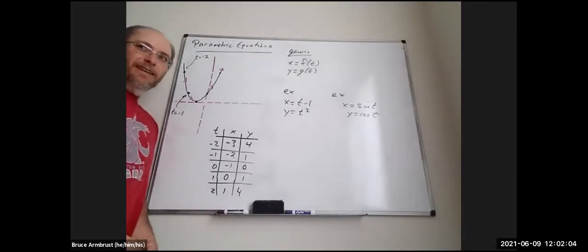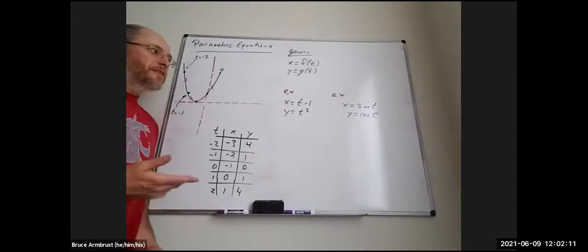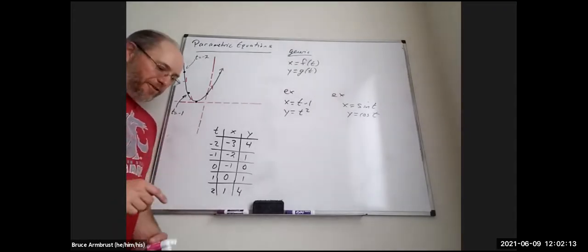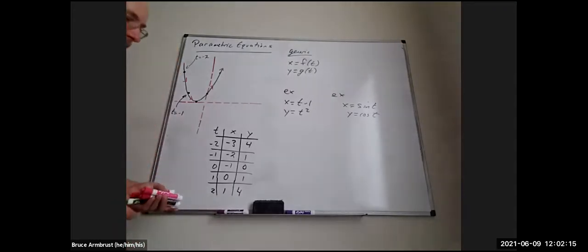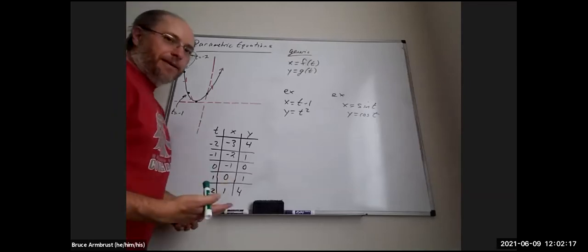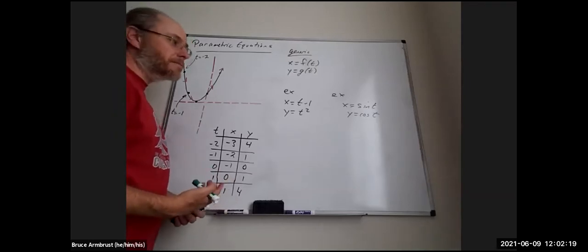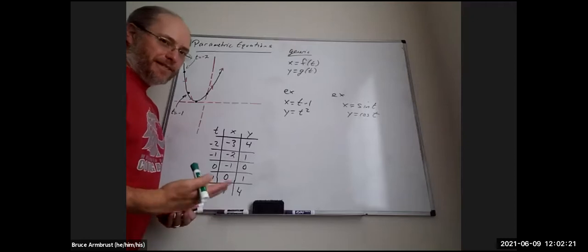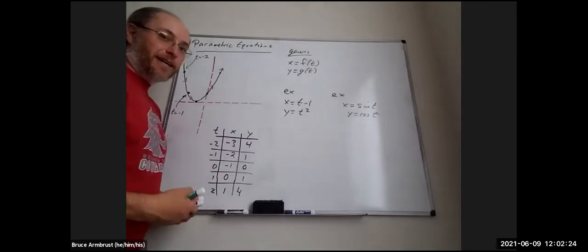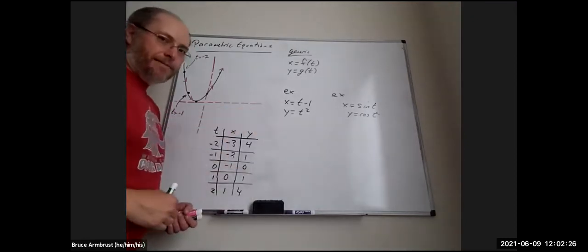And I know what you're thinking. Oh, good Lord, I don't remember anything about parabolas. Something about a vertex. And well, check this out. You can actually get the equation really easily by doing what we call eliminating the parameter. Eliminating the parameter is exactly what it sounds like. We're going to get rid of the t.